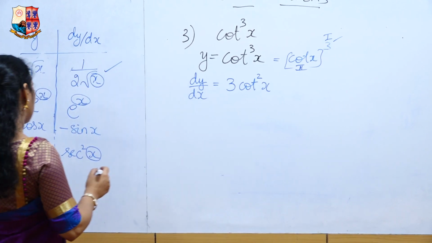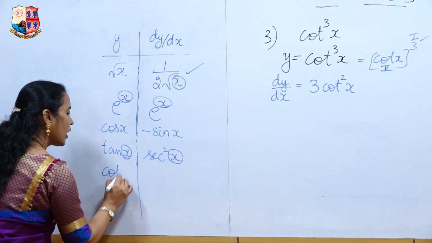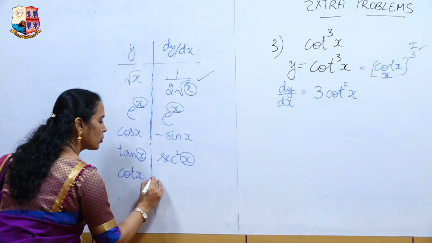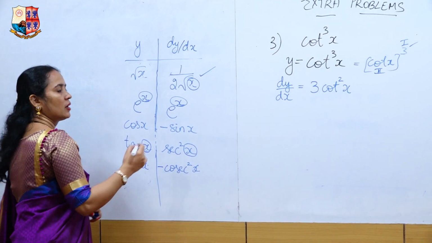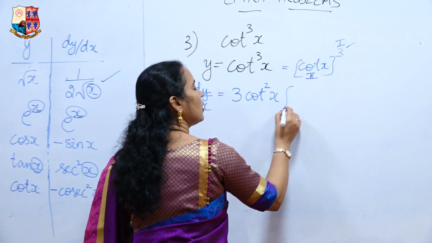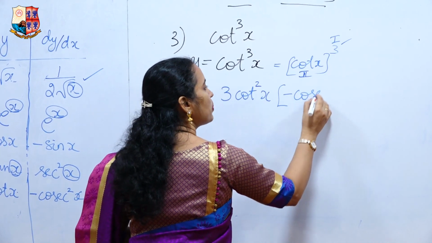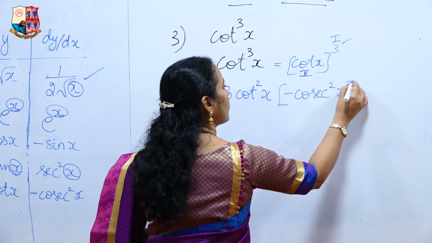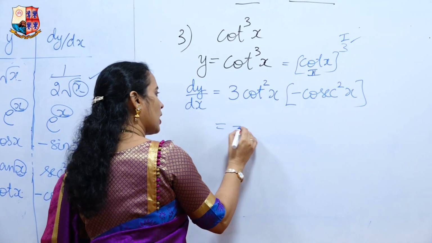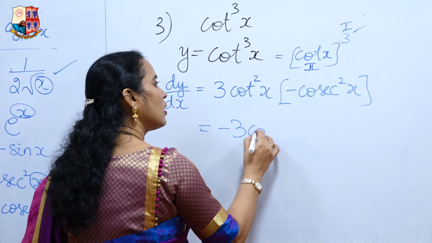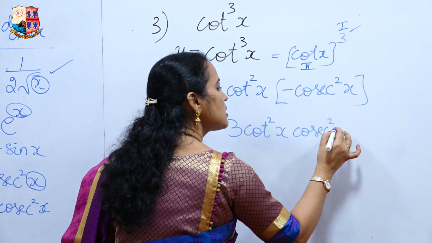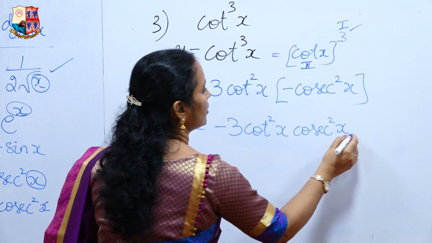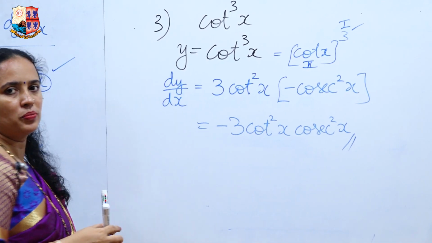Cot x, when you differentiate, you get minus cosecant square x. Write it as it is. A negative function, write it in the bracket, minus cosecant square x. Rearrange and write minus 3 cot square x into cosecant square x. So done with this third problem.